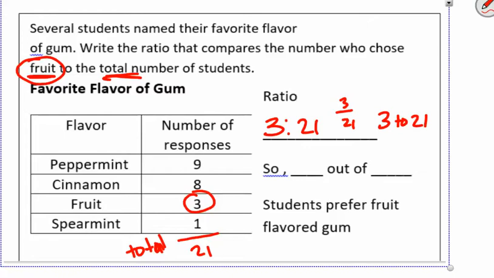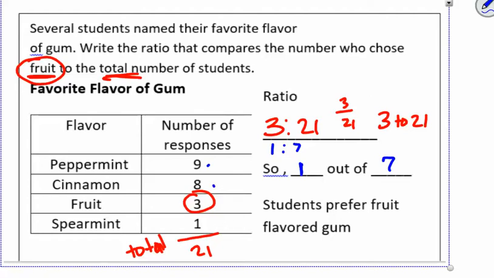Okay, again, that can be simplified. That's a 1 to 7 ratio, right? So what that means is 1 out of every 7 students that we're looking at here prefer fruit flavored gum over all the other gums, okay? Which is not a great ratio if you look at all the other ones, okay?